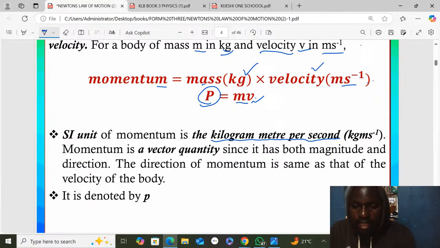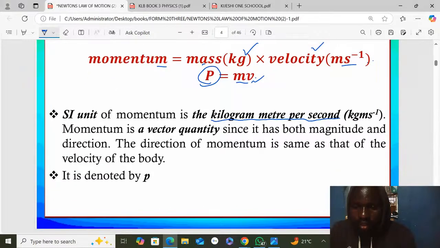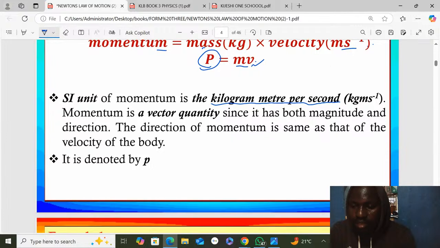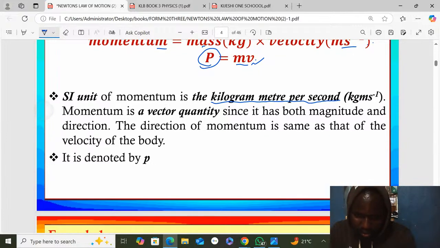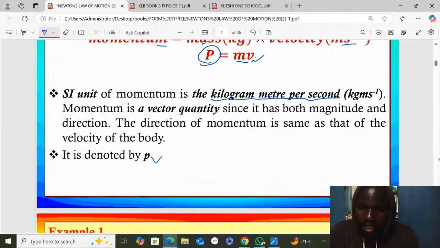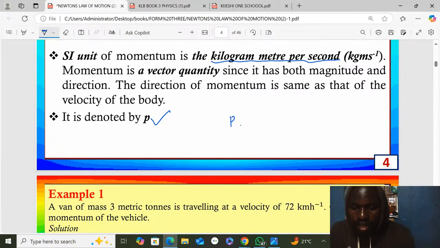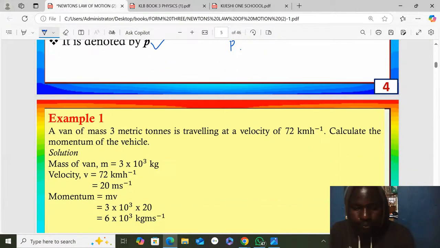We are told that momentum is a vector quantity since it has both magnitude and direction. The direction of momentum is the same as that of the velocity of the body. Here it is, the notation P. You can have some examples here.